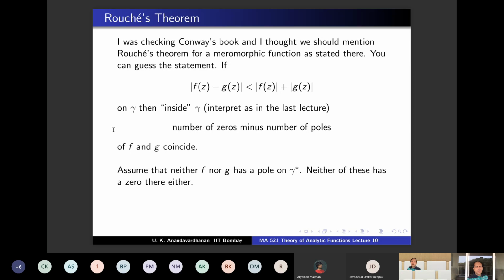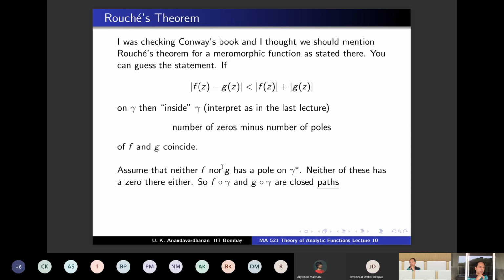Then our proof will go through, because we compare the index of F composed gamma at 0 and the index of G composed gamma at 0. So F composed gamma should be a curve. Probably there are poles around, but if you assume that F has no pole on gamma, then F composed gamma is a closed path. It is piecewise continuously differentiable, because on gamma F is holomorphic. Though F is meromorphic everywhere, take any point on gamma star and a small neighborhood, and F is holomorphic there. So F composed gamma remains a closed path.